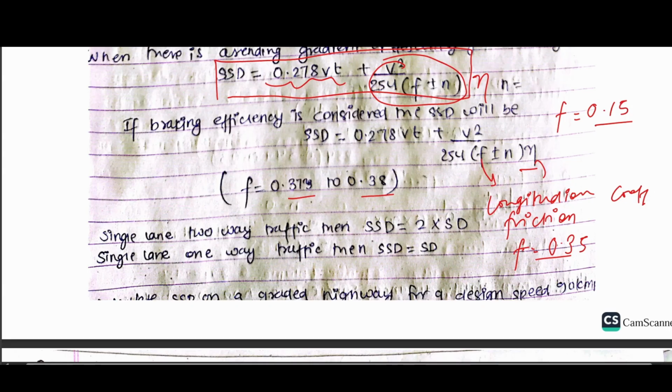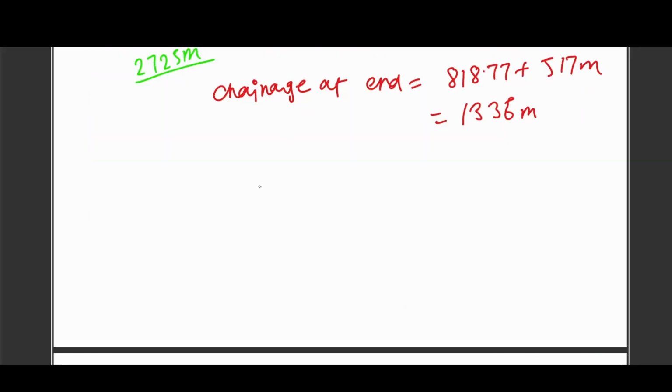Okay. And in single lane two-way traffic, this is the vehicle and another vehicle will be here. If this is the moving vehicle here, then our value will be 2 times the SSD, that is the sight distance. And in case of one-way traffic, SSD will be, let me explain this a bit more clearly.